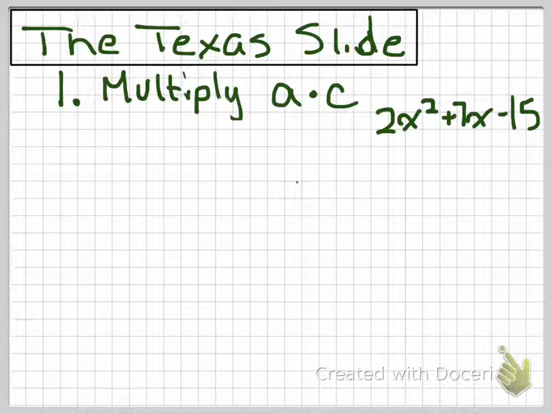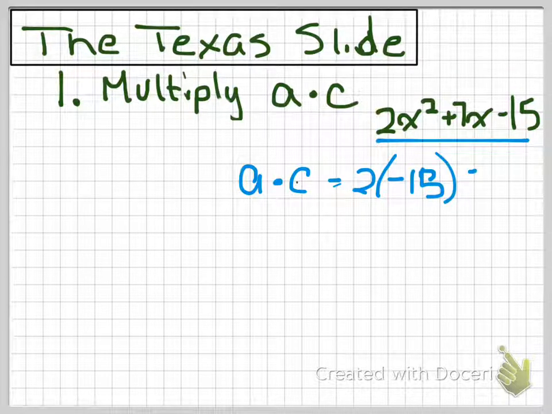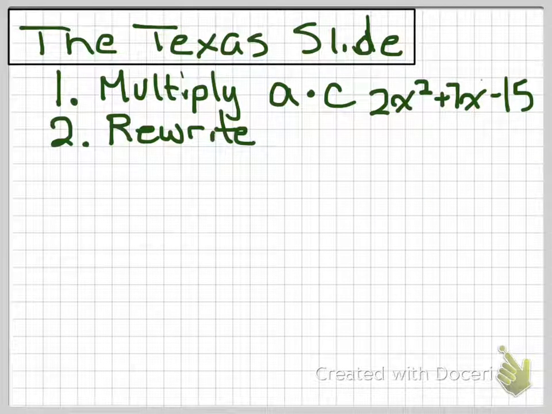The first step in the Texas slide is to multiply a times c. So remember that our expression here is 2x squared plus 7x minus 15. So the first thing we're going to do is a times c, and a times c is going to be 2 times negative 15, which gives us negative 30. Okay, on to step 2.